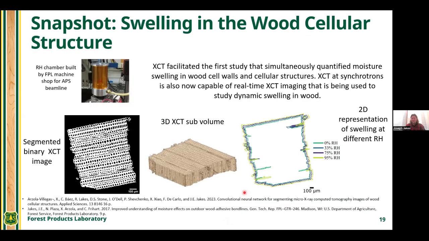And then the final snapshot here is looking at how the wood cellular structure and wood cell wall actually swell with moisture in the same piece of wood. So we're able to do these XCT experiments again, where we test the same piece of wood at different humidity levels, and we can segment the XCT image to look at how the cell wall swells, and then by looking at the outlines, you see how the cellular structure swells, and that allows us to make the comparisons between those two types of swelling within the multi-scale wood structure.